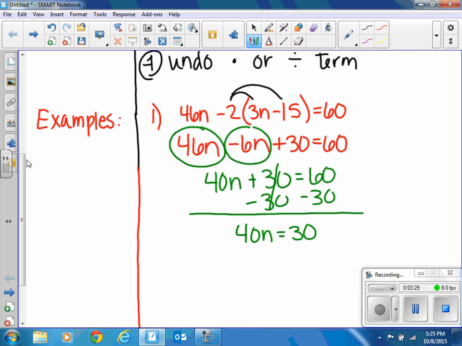And now our final step is to divide. We're going to divide both sides by 40. These cancel, n equals 30 over 40. And we know as Algebra 1 students that's not acceptable. We have to reduce to 3 over 4. So n is equal to 3 over 4. Our next example.